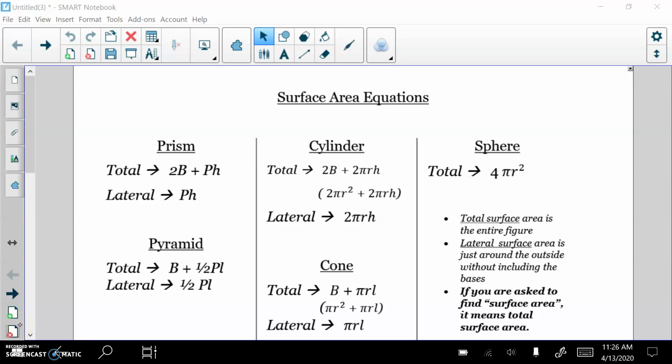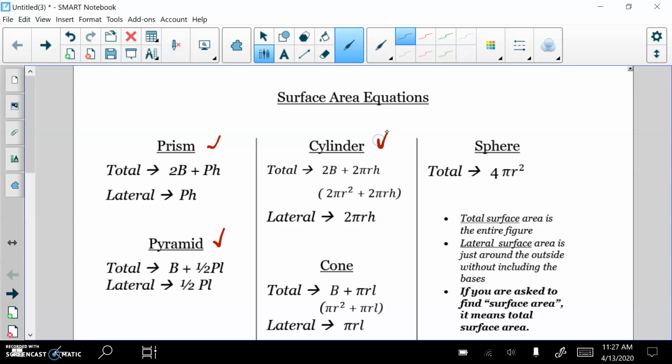Hello, everybody. I just wanted to give a quick explanation of the formulas that we're going to be dealing with for surface area. You've got five basic three-dimensional shapes: prism, pyramid, cylinder, cone, and sphere.